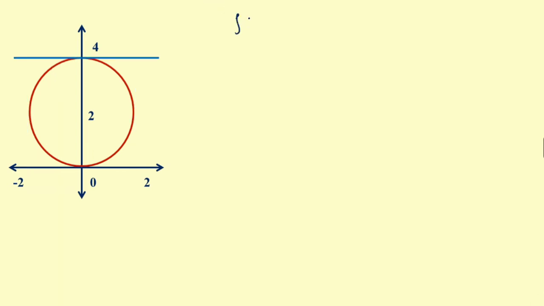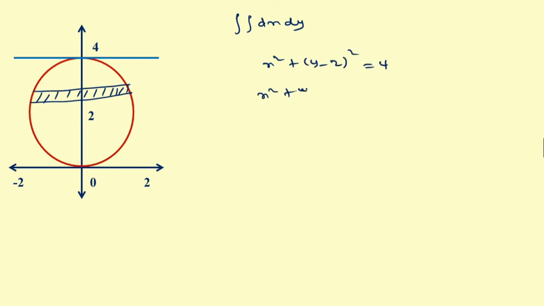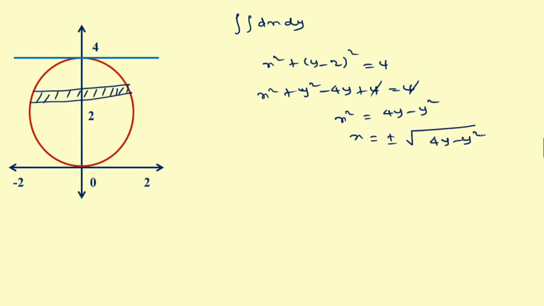Now we are taking the order of integration dx dy. For the order of integration dx dy, we draw the horizontal strip. So the left hand side and right hand side of the horizontal strip touch the circle only. What is the equation of the circle? x square plus (y minus 2) whole square equal to 4. So x square plus y square minus 4y plus 4 equal to 4. The 4 will be cancelled. So x square equal to 4y minus y square. So x equal to plus or minus square root of 4y minus y square.